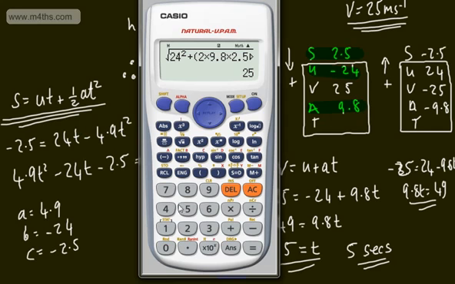So in the calculator, using the quadratic equation, we've got minus b. So minus b is going to be 24, plus or minus the square root of b squared. So that's going to be 24 squared, minus 4 times a, which is 4.9, times c, which is negative 2.5, and let's put that in, and then we're going to put all of that now over 2 lots of a, which is 9.8, and now we'll get a positive answer, and we can see that's 5.